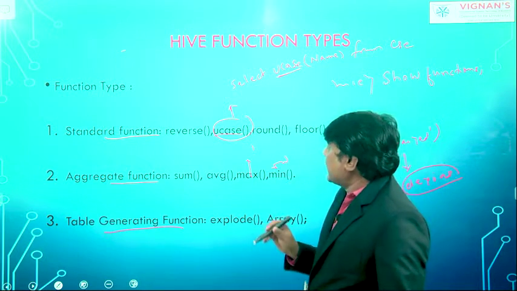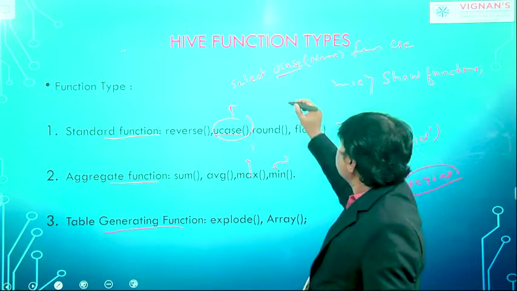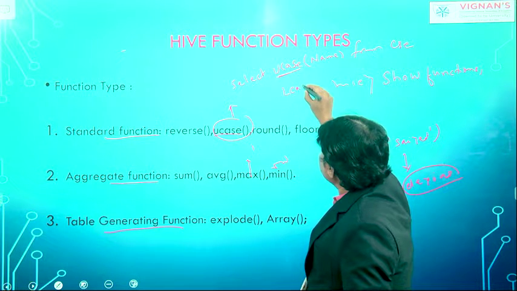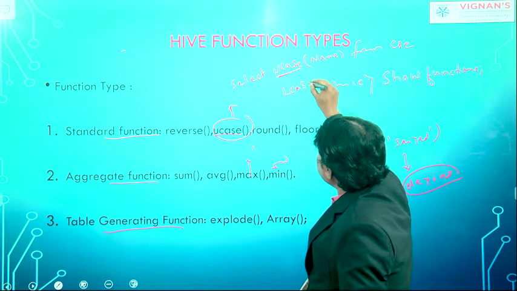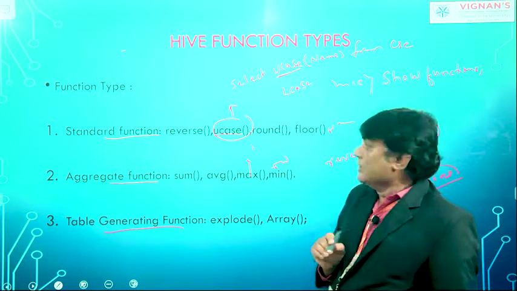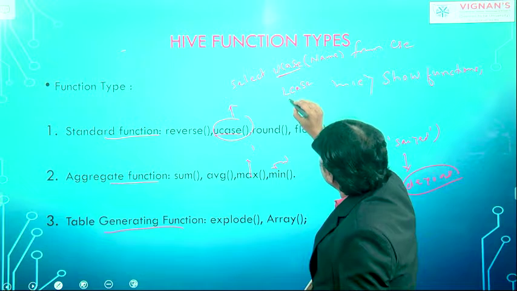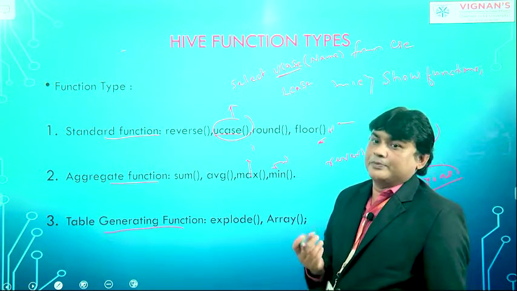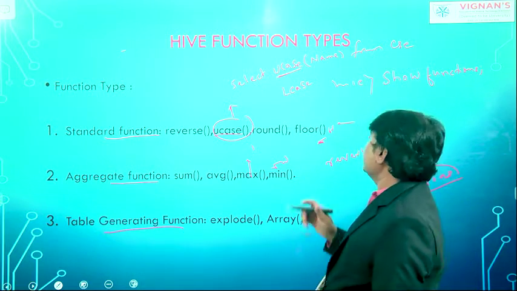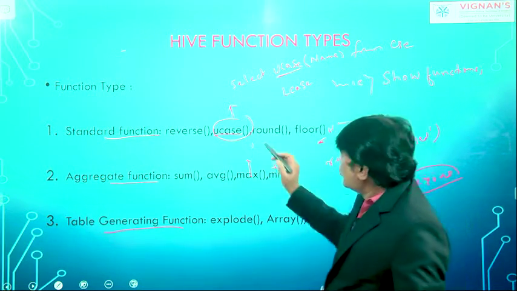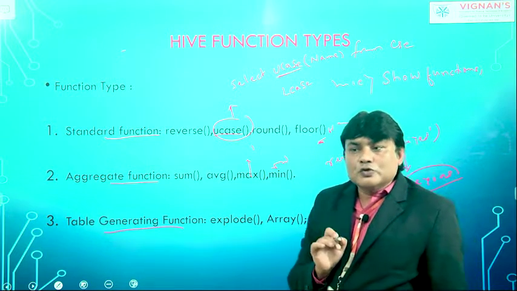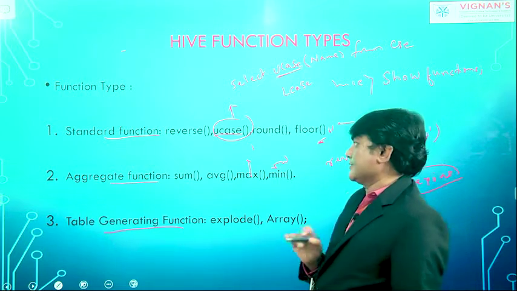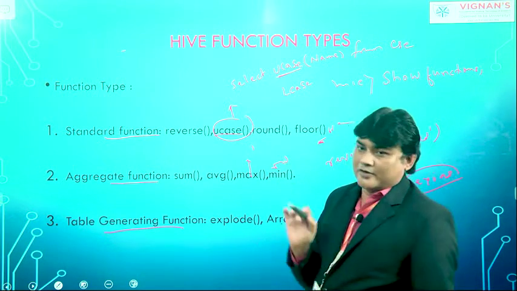Similarly, we have another function called lowercase. What does lowercase do? It converts the field into lowercase letters. That is called LCase. So UCase and LCase are basically used to convert into capital letters or small letters. These are called standard functions.